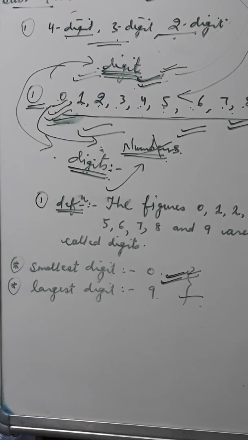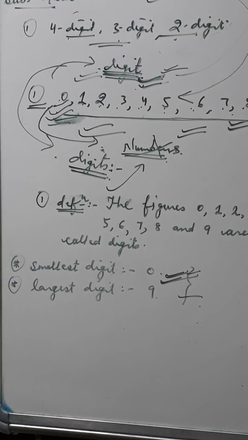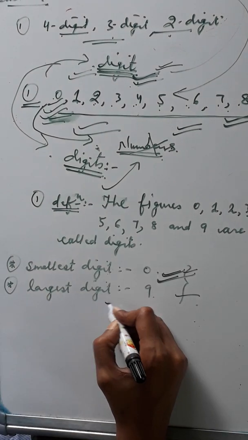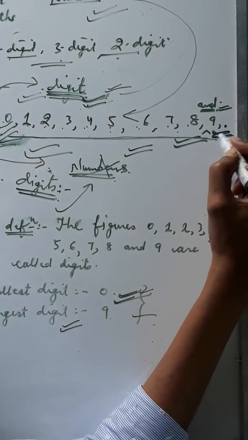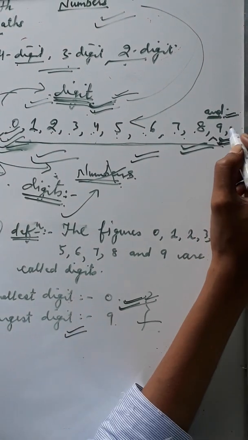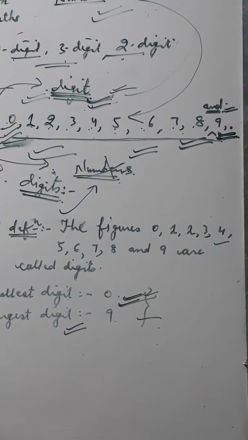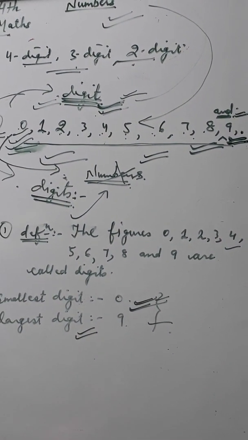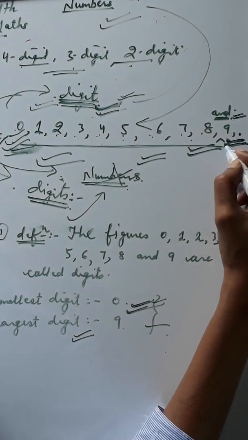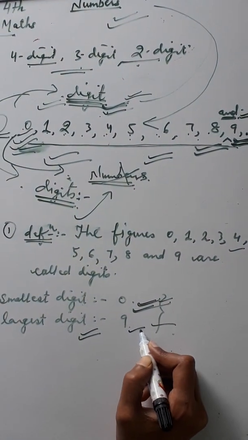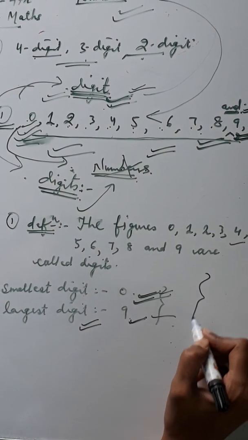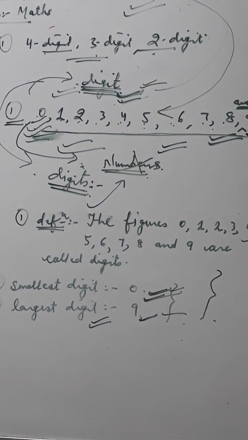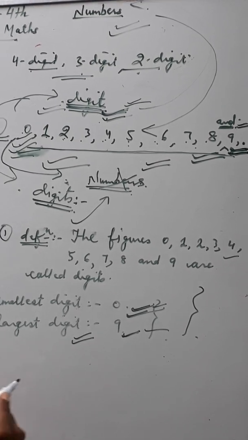So we will move to the other topic, the largest digit. Where does the figure end? It ends at 9. So our largest digit is 9. Everyone, you have to write it down in your notebook.